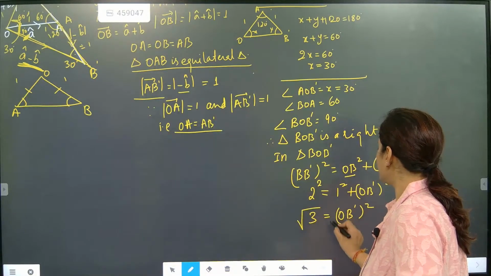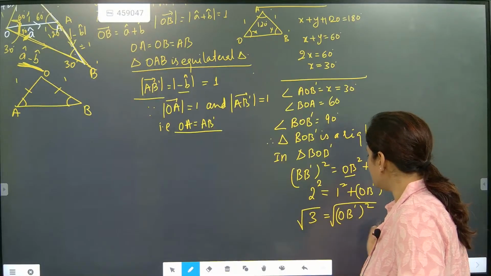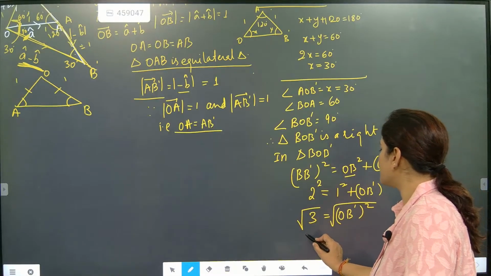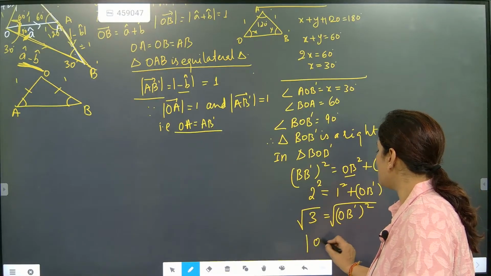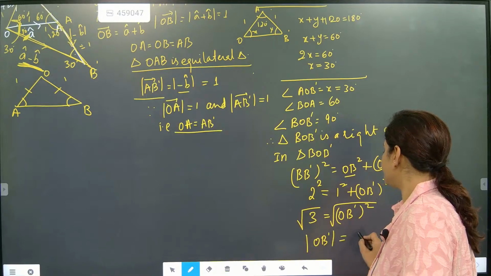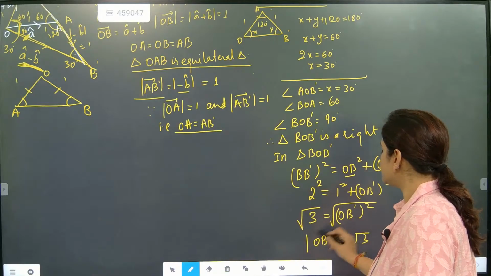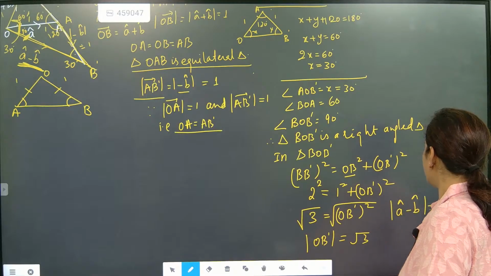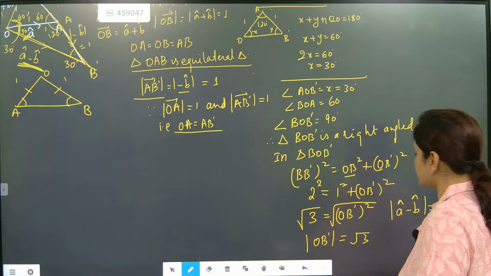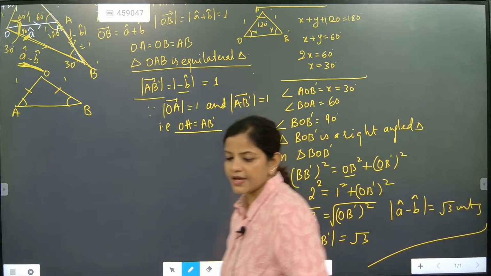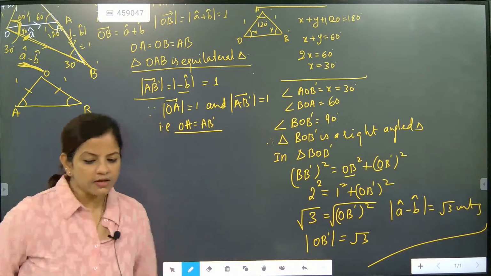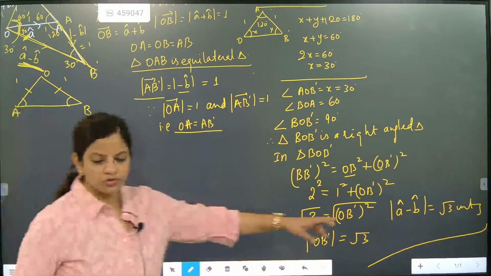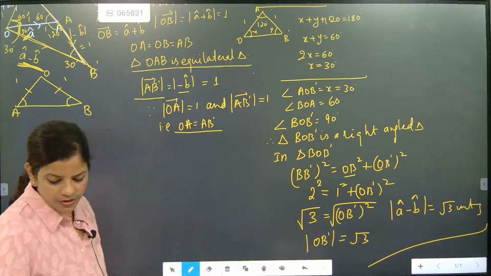Now take root on both sides. Once you take root on both sides, the square goes and this becomes the magnitude. Magnitude of OB dash equals root 3. So this is nothing but the magnitude of A cap minus B cap, which is equal to root 3 units. That's it, done. That's the most important part.